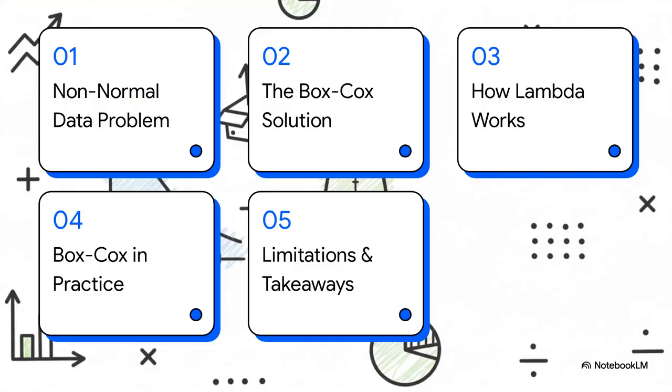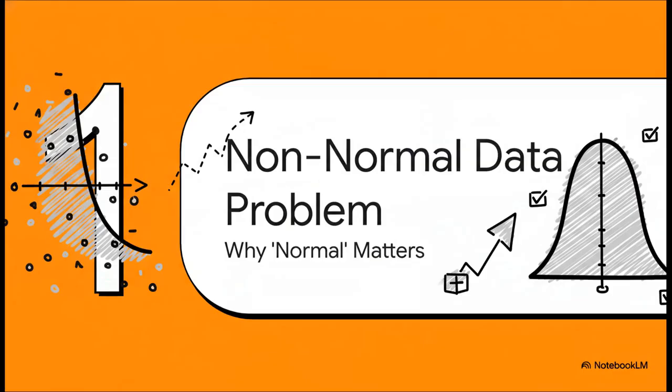Okay, so here's our plan of attack for this explainer. First, we'll nail down the why, the problem with non-normal data. Then we'll introduce our hero, the Cox solution. We're going to pop the hood and see exactly how its secret sauce, this thing called the lambda parameter, actually works. After that, we'll get practical and walk through an application. And finally, we'll put on our consultant hat to talk about the fine print, the limitations, and the big takeaways you need to know.